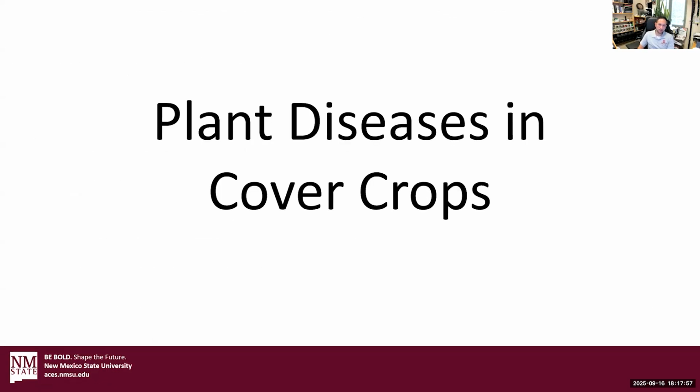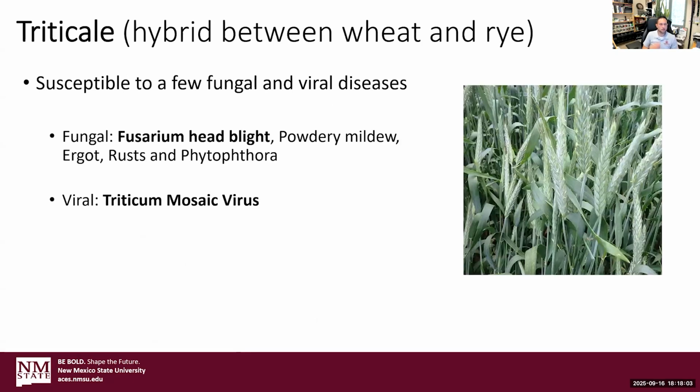All right, so now moving on to those specific plant diseases and those cover crops that I mentioned before. And so the first one that we mentioned, again, that warm season crop one, was triticale. And so it's susceptible to a few fungal and viral diseases. And so for the next slides, I put if it's susceptible to a fungus or a virus or a bacteria, I'm going to list those here in sort of a general list.